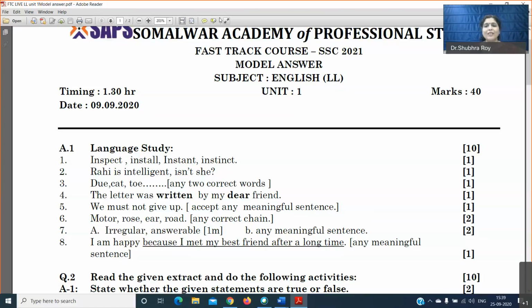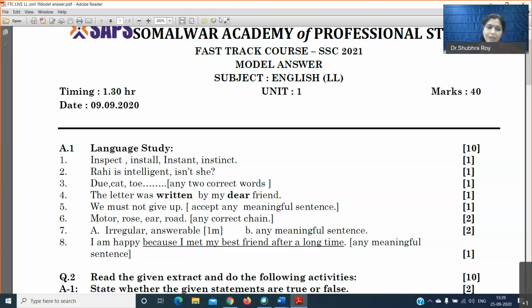See how 2 marks are distributed there. When you write irregular and answerable, regular and answer, that were the words given. Irregular is the prefix and answerable is the suffix. If you write them correctly, you get 1 mark, and you can use any one word out of these words. Either you can use irregular or regular, or answer or answerable. Any one of those 4 words you can use, and you can make another meaningful sentence that carries 1 mark.